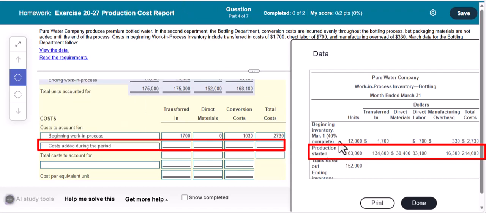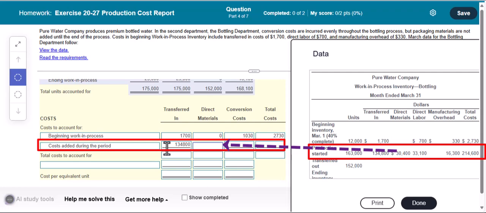So next we have the costs added during the period. So these are the production started right here, this row. So here again are the units, however here are the costs after. So we can go ahead and get these in. So for transferred in, we have 134,800. So we can go ahead and enter that in.